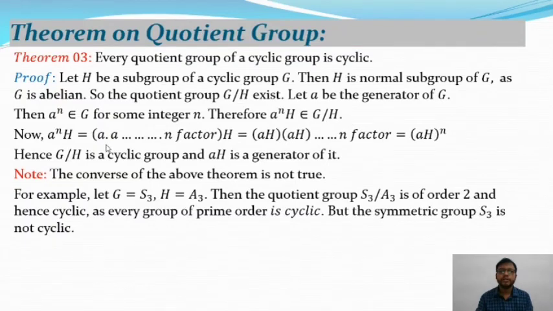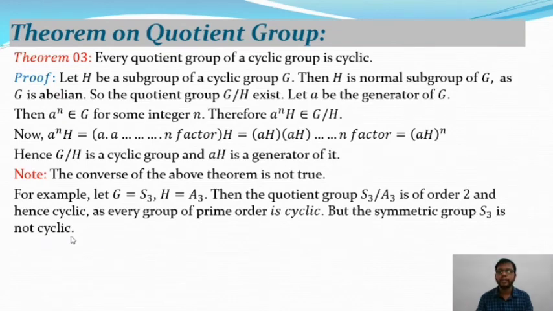Okay. So therefore a^n H can be written as a·a·...(n factors) H. And applying the quotient group, we get aH·aH up to n factors, that means (aH)^n. So therefore G/H is a cyclic group and aH is a generator of it. That means (aH)^n belongs to G/H. That's why aH is a generator of the quotient group G/H, and it is a cyclic group as well. And the converse part of the above theorem is not true.